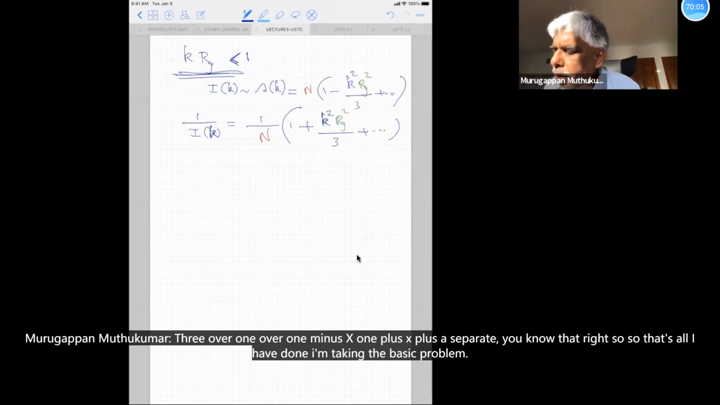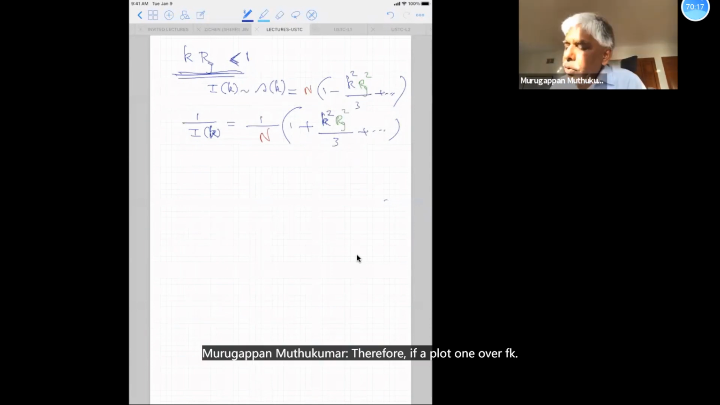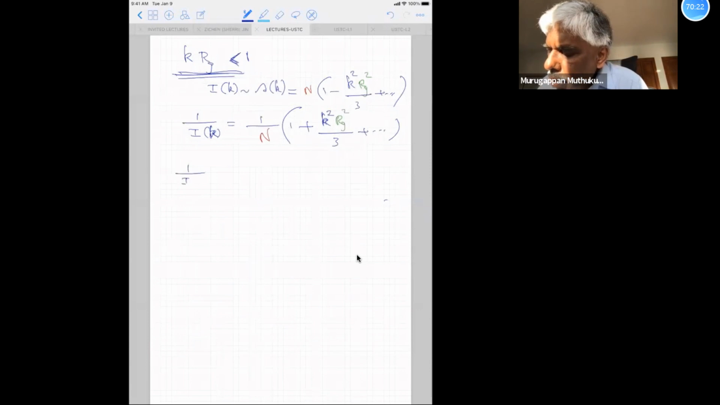Remember, 1 divided by 1 minus x is equal to 1 plus x plus etc. Right? You know that, right? So that's all I have done. I have taken the reciprocal of this. Okay? Therefore, if I plot 1 over I of k versus k squared.